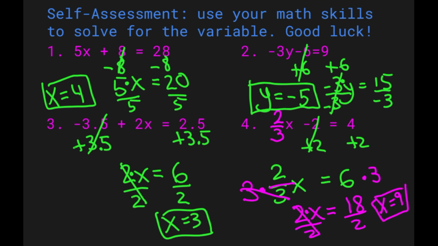Wow, we're good. I'm going to go plug 9 in here. 9 times 2 would be 18. Divided by 3 would be 6. 6 minus 2 would indeed be 4. If you got 2 out of 4, good job. Go try again. Do the whole video again. If you got 4 out of 4, you're a boss.